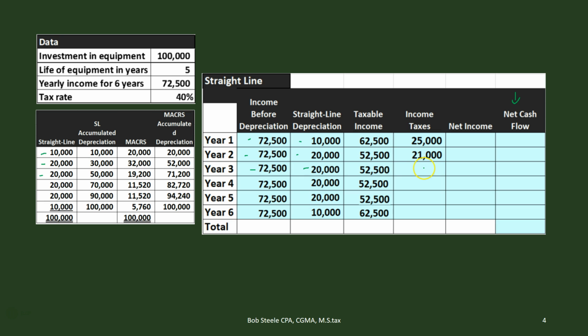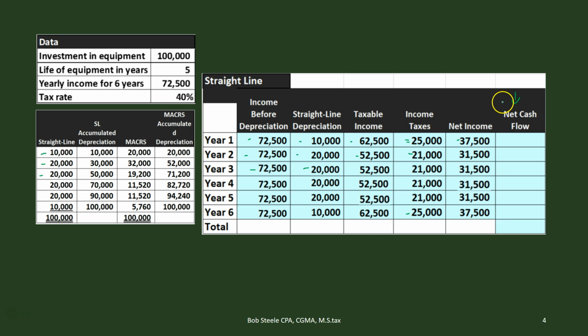So we're going to take the 52.5 times the 0.4, 21,000, 21,000, 21,000, because it's straight line, and then back to the 25 because of that mid-year convention. And then we're going to calculate net income. So remember, what we really want is the net cash flow, but I'm going to calculate net income just to complete our table here. So we've got the taxable income minus the income taxes, which gives us the net income. We're taking this minus this, and we're getting the net income all the way down.